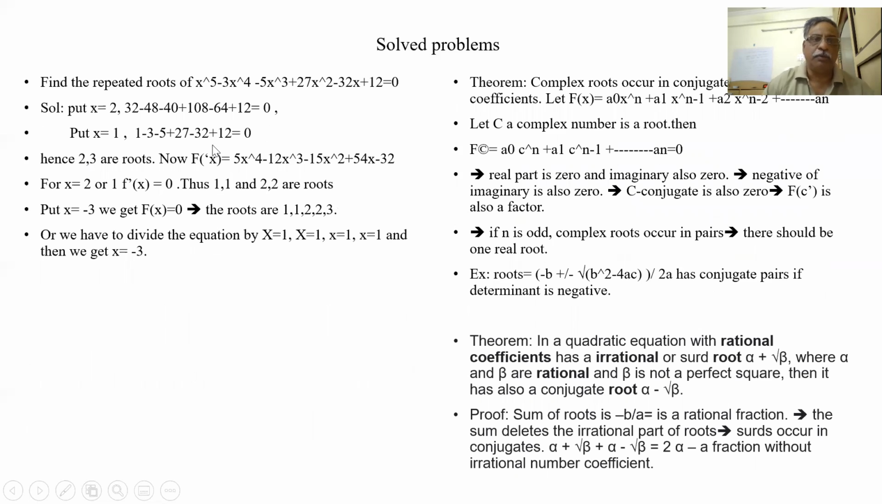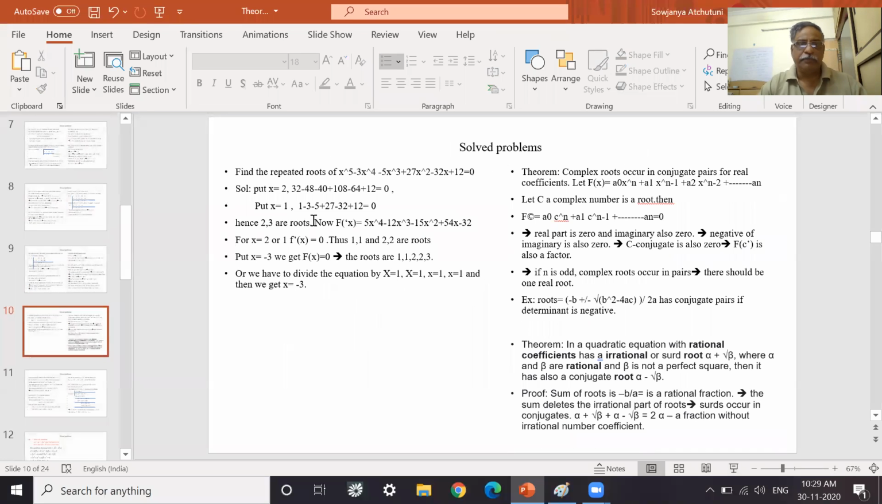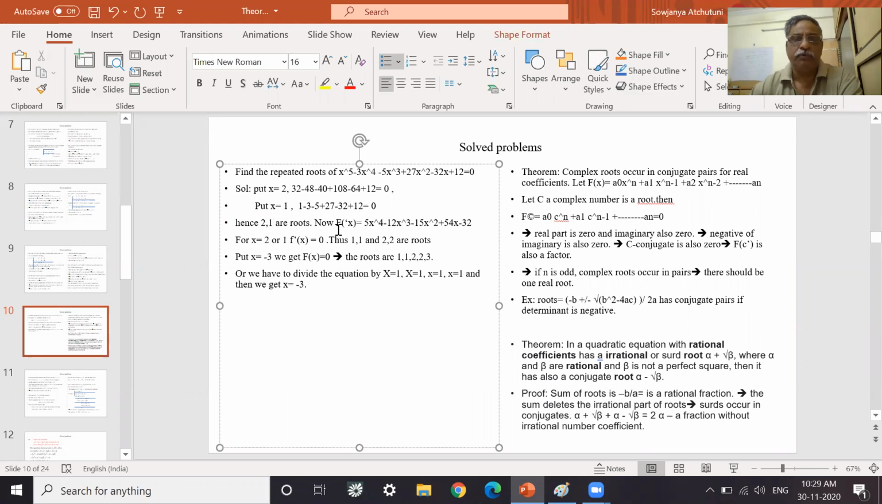Let us see one more problem. Find the repeated roots of this. I am putting x as 1, 2, 3. This is a trial and error method. First put x is 1. It is 0. Putting x is 2, then also it is 0. So 1 and 2 are its roots.